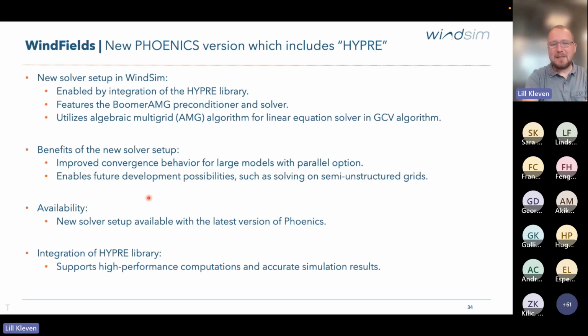The main benefit is that we can solve large projects faster. The CPU usage is better optimized. And it also enables future developments, like semi-unstructured grids that we plan on implementing in the future. So what hypre does is, for the same project, it will calculate much faster, or on average, much faster.